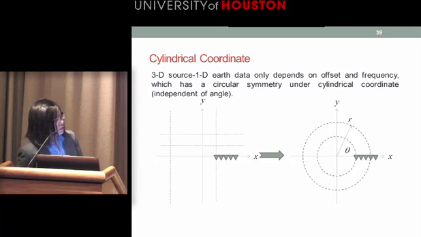In other words, it's independent of angle. The angle is the angle of the differential vector between the source location vector and the receiver location vector. We define it as RH later. So from Cartesian to cylindrical coordinates.